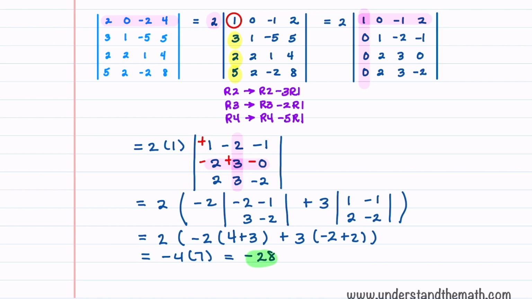You can see that the methods used in these two examples take about the same amount of work. Depending on the entries in a matrix, one method may take more or less work than the other, or they may be about the same. The advantage of using row reduction is that you create a column that has all zeros except for one entry.